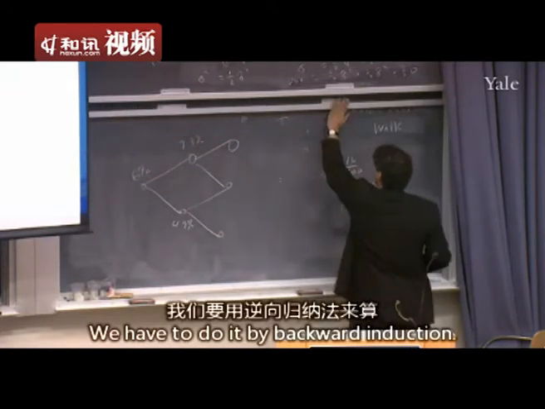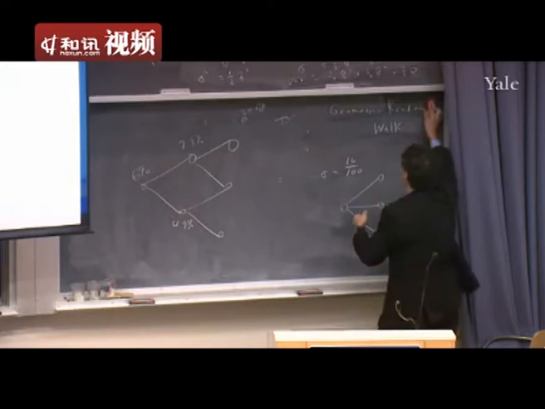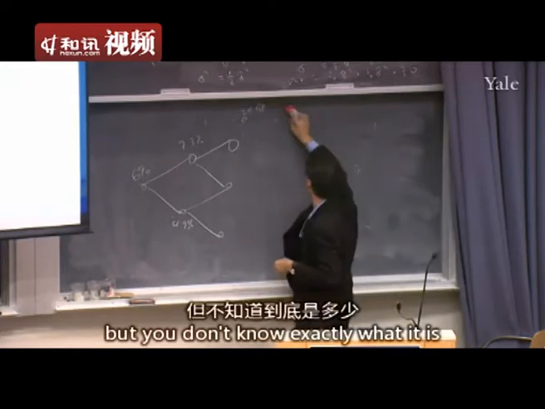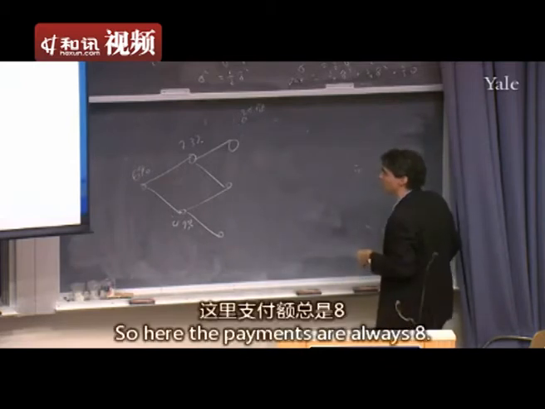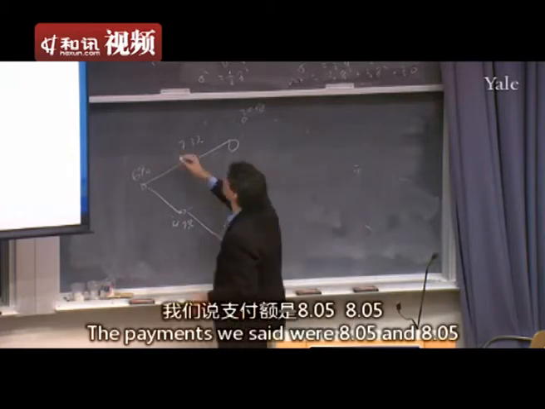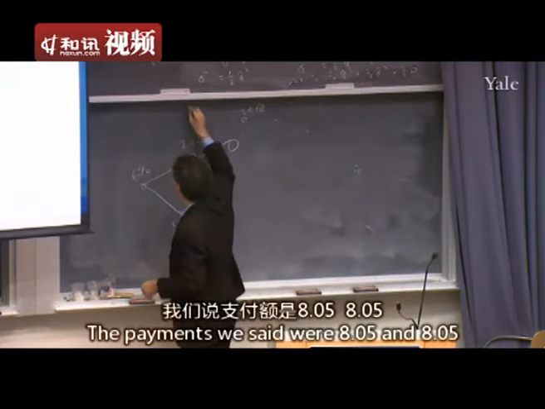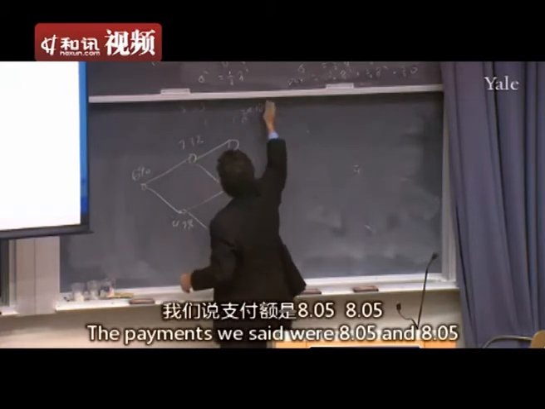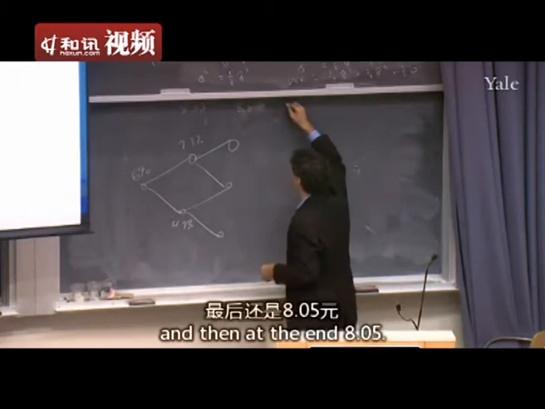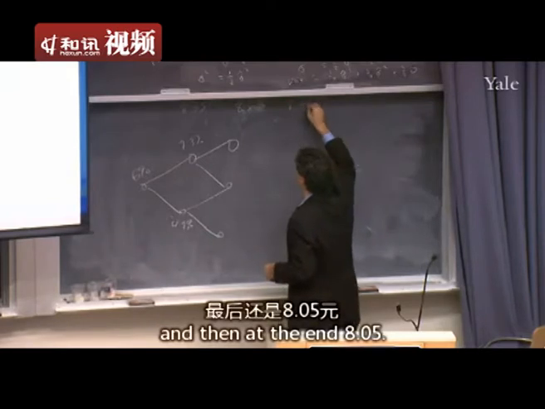We have to do it by backward induction. So you can intuitively see there's some value, but you don't know exactly what it is until you do it by backward induction. So here, the payments are always 8.05, and 8.05, and then at the end, 8.05.